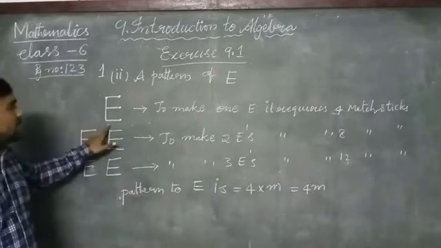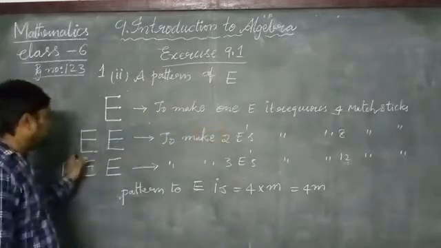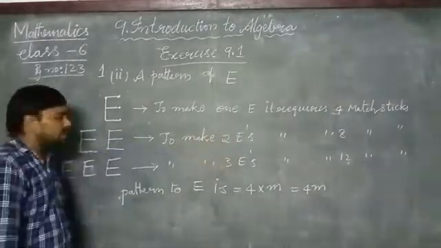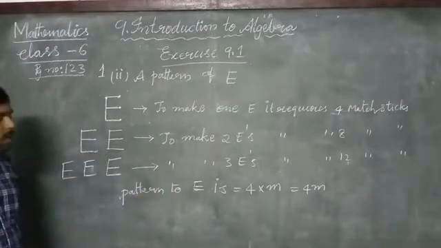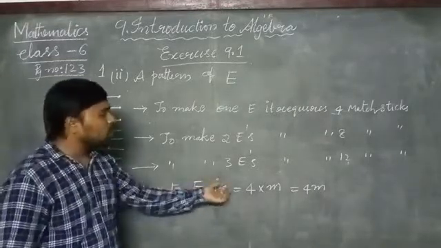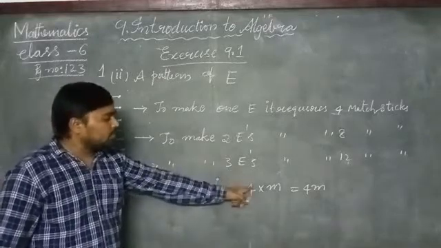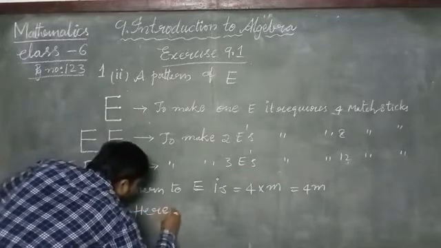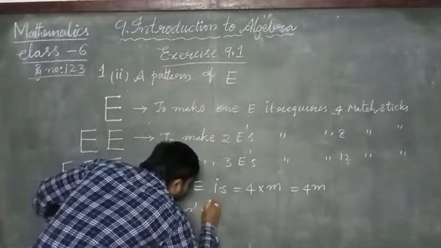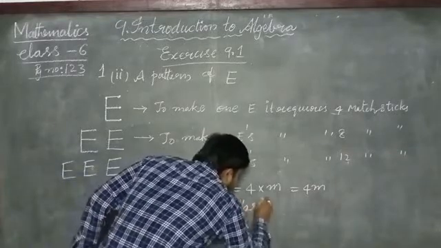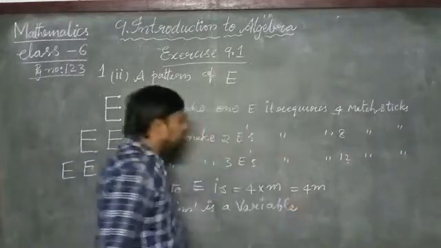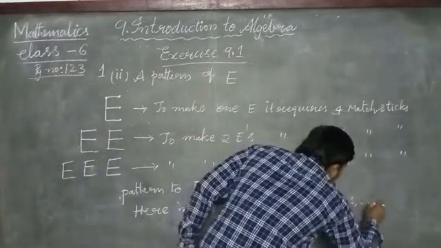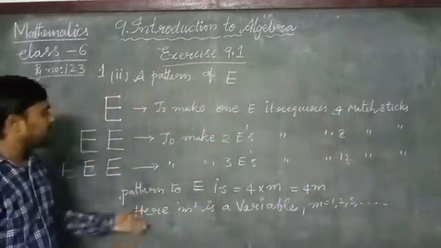Here, to make 1 E, it requires 4 matchsticks. To make 2 E's, it requires 8 matchsticks. To make 3 E's, it requires 12 matchsticks. Okay, in this way, we can write the pattern for E as 4 into m. Here, 4 into m means 4m. Here, m is a variable. M variable means m equals 1, 2, 3 and so on. In this way, we can write the pattern for E.